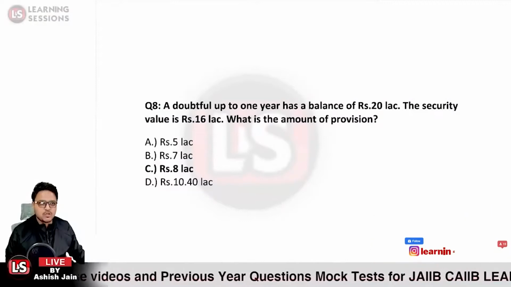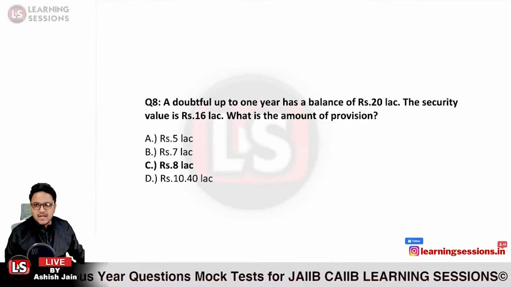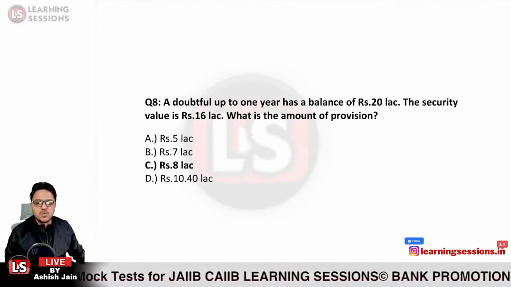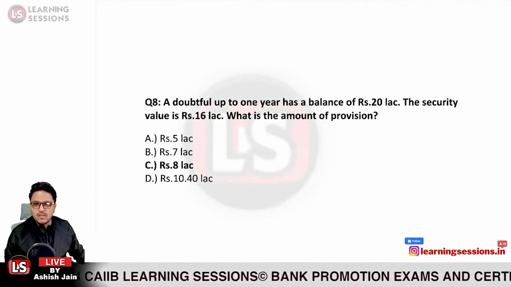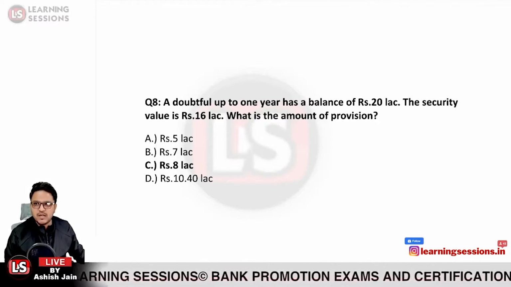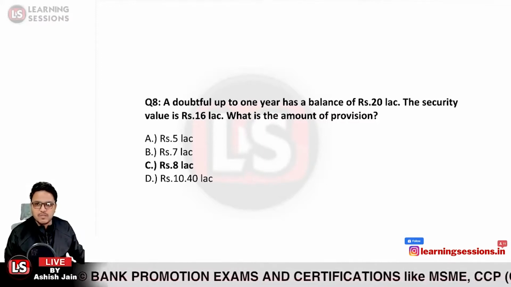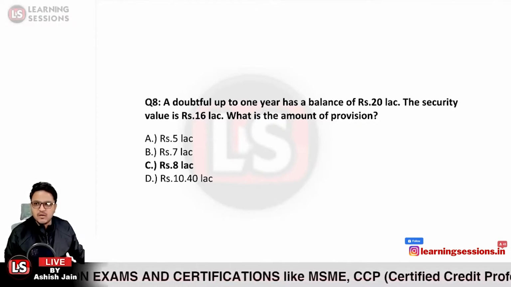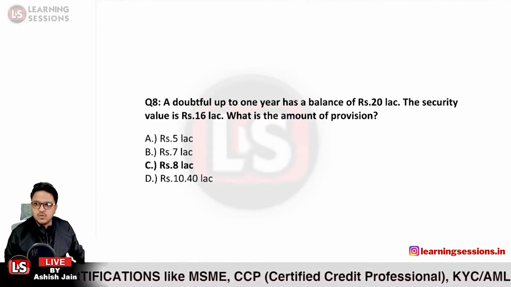So it is related to question number 8, which says a doubtful up to 1 year asset has a balance of 20 lakh rupees. The security value is 16 lakh rupees. What is the amount of provision that is to be created? So a doubtful up to 1 year asset is having an outstanding balance of 20 lakh rupees, and the security amount is given over there. And we need to answer what is the amount of provision that is to be created.